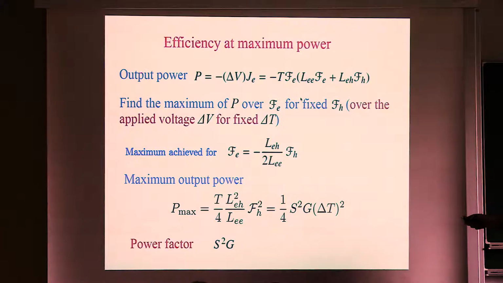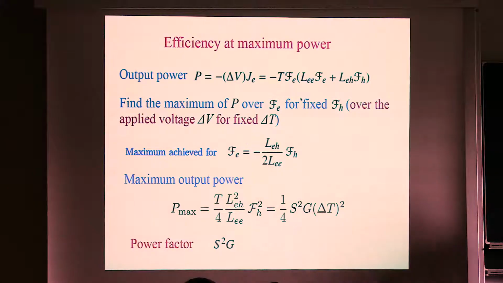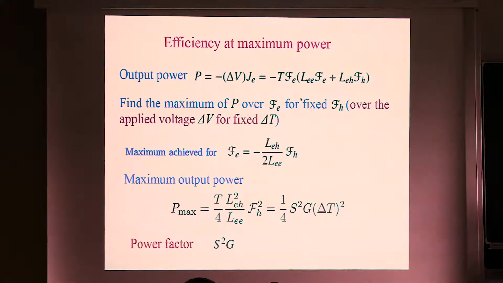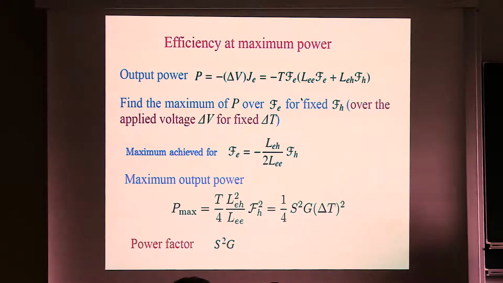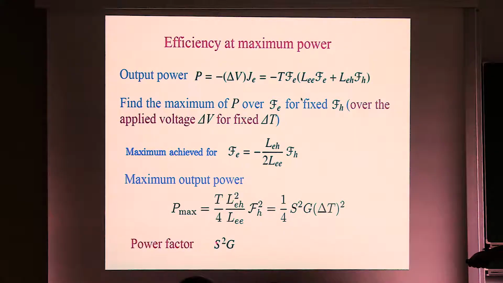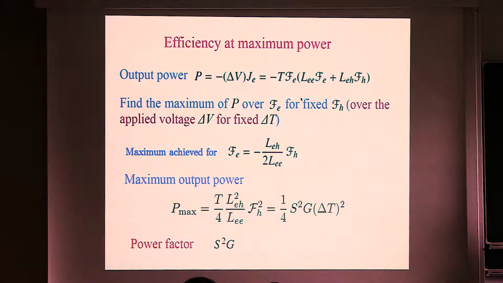So you consider again output power within linear response, and you want to find the maximum of power over the voltage you apply for a given temperature difference. And you achieve a maximum, which is given by this expression. It is proportional to the temperature difference squared, and is determined by the power factor, which is the product of thermopower squared times electric conductance.